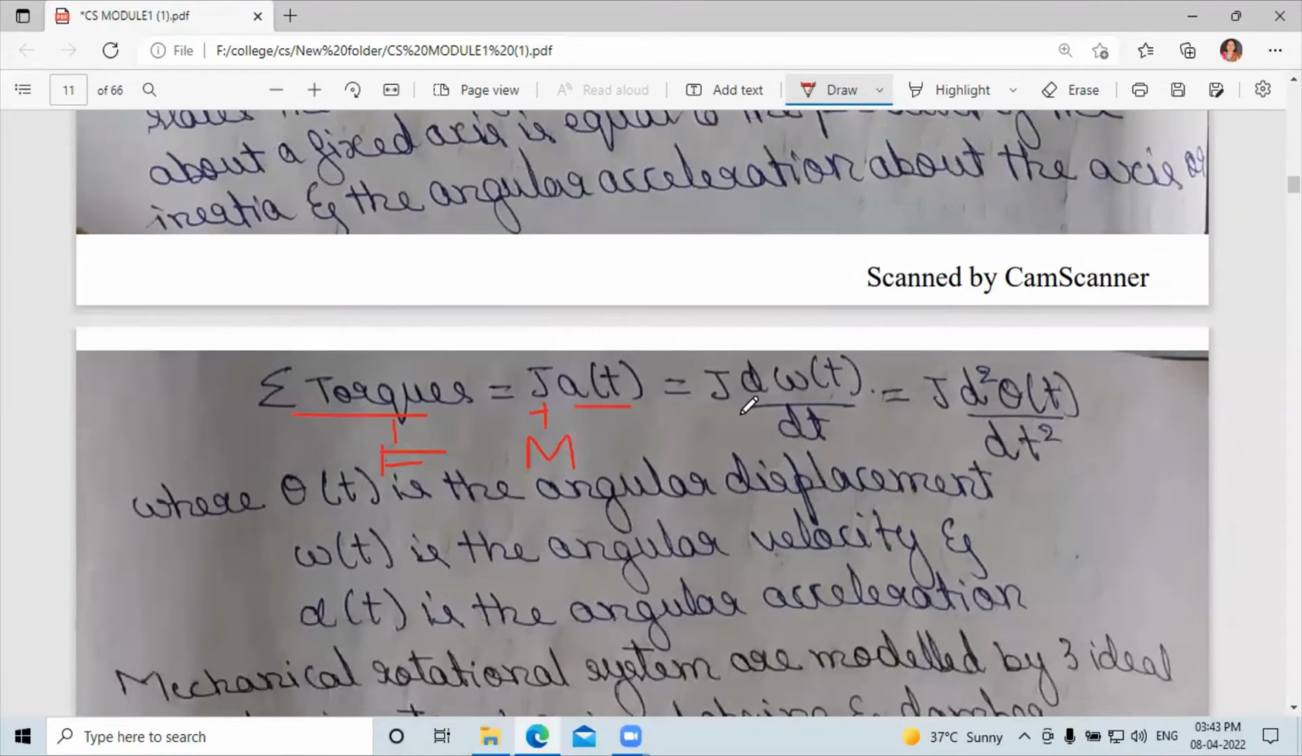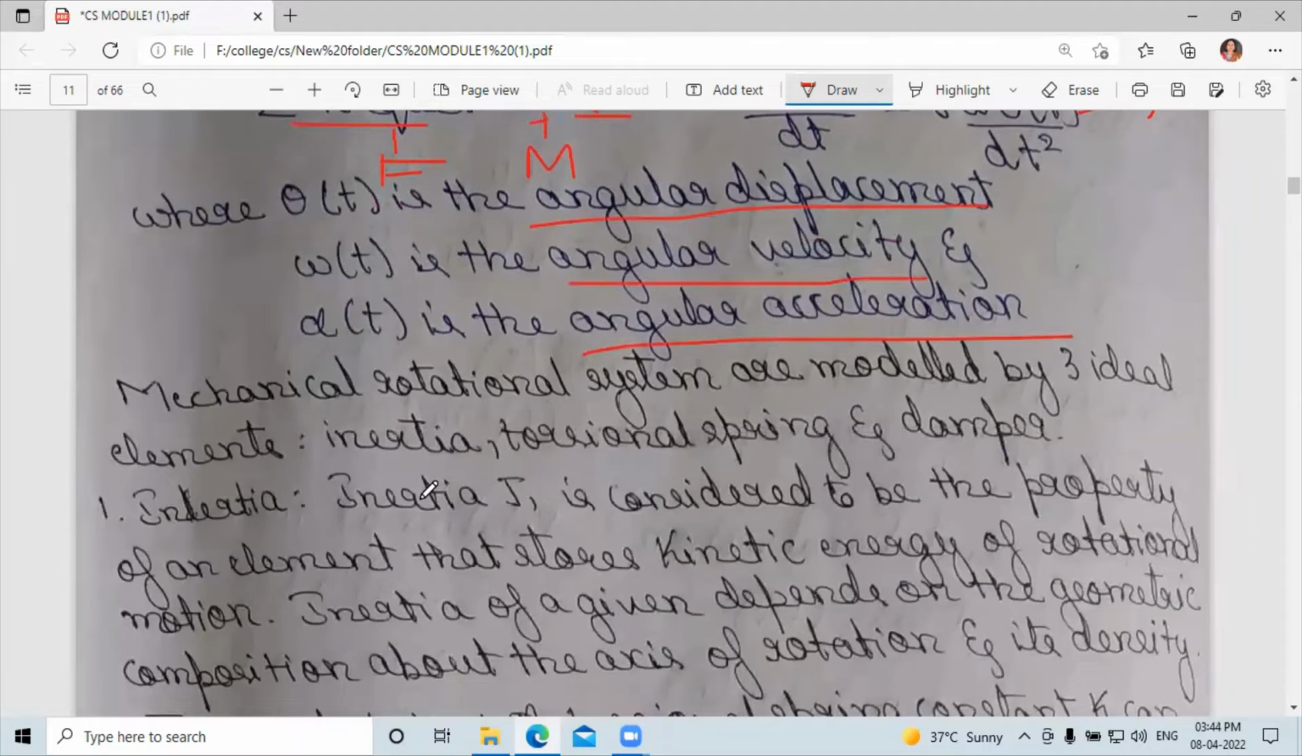That can be written as J d omega of t divided by dt, which is equal to J d square theta of t divided by dt square. Here theta indicates x, the angular displacement, omega indicates the angular velocity, and alpha indicates the angular acceleration in a rotational system.